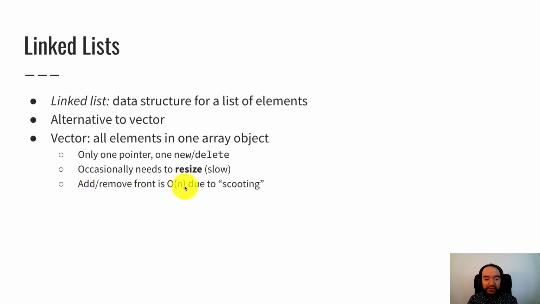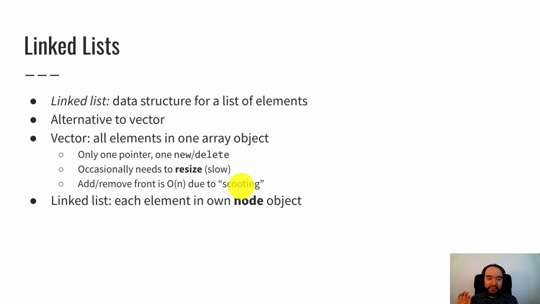Also, adding and removing from the front is a linear time operation due to scooting, so to speak. So if you wanted to take an element out of the first position in an array, that would leave a hole there, and you have no choice but to copy every element over. I call that scooting. It takes linear time because it's a loop that visits all of the remaining elements. A linked list is an alternative, and it takes a different approach.